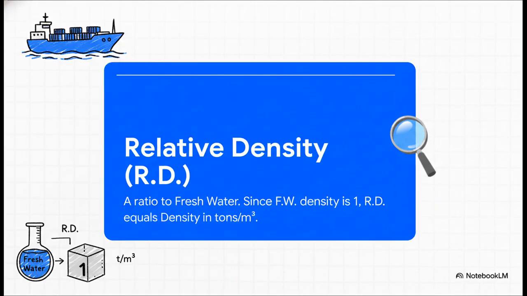Next up is relative density, or RD for short. Look, all this is a simple ratio that compares something's density to fresh water. And here's the beautiful part, the little life hack you need to remember. Since fresh water's density is 1, the RD number is literally the exact same as the density in tons per cubic meter. Super simple, right? We're going to be using this little trick all the time.